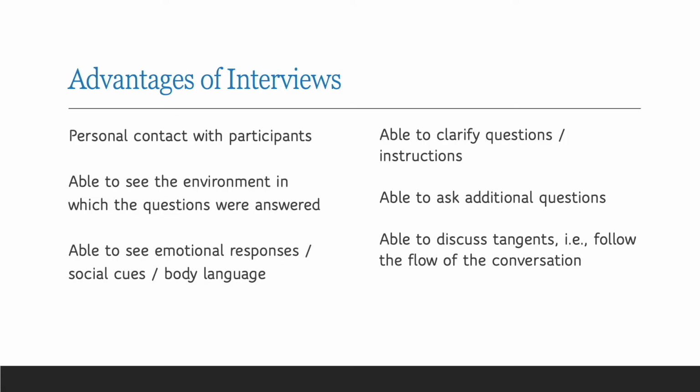Interviews allow for personal contact with participants. They often allow the researcher to see the environment in which the questions were answered. The researcher is also able to see any emotional responses, social cues, and body language. Because they're there, the researcher is able to clarify questions and instructions. The researcher is able to ask additional questions. They can discuss tangents, follow up on topics, and let the interview follow the natural flow of the conversation.